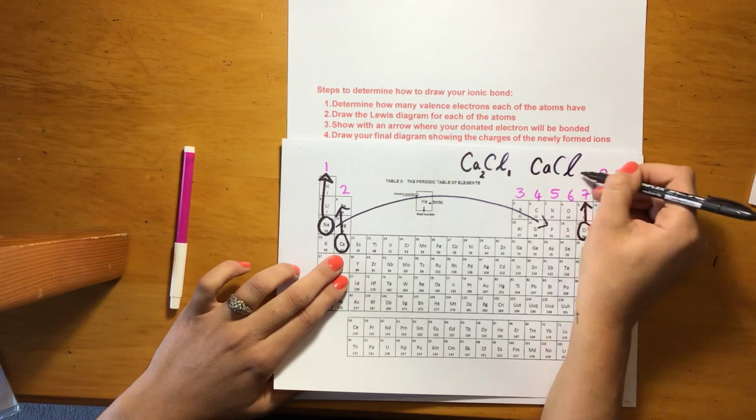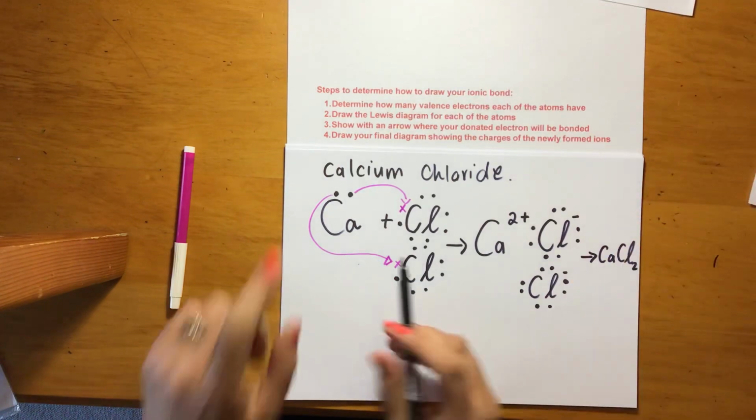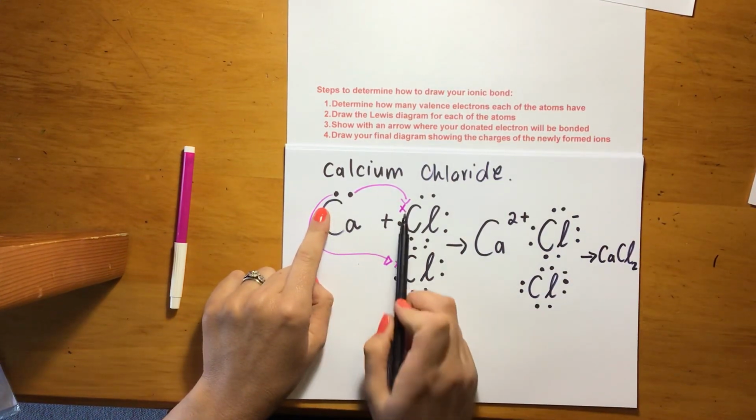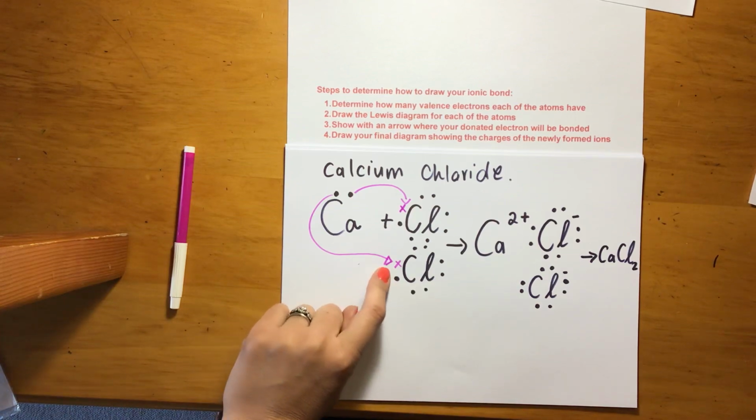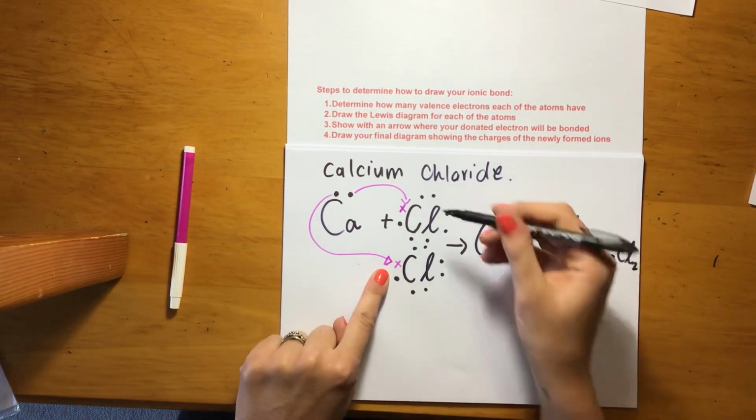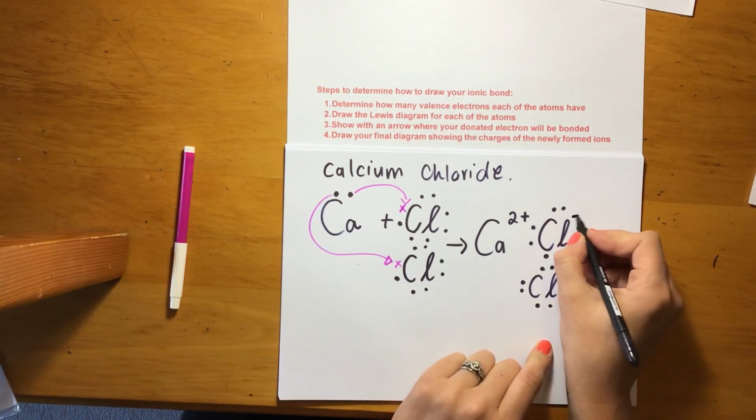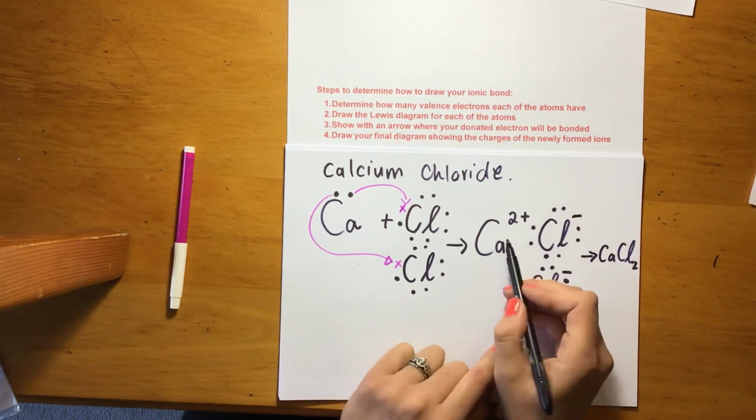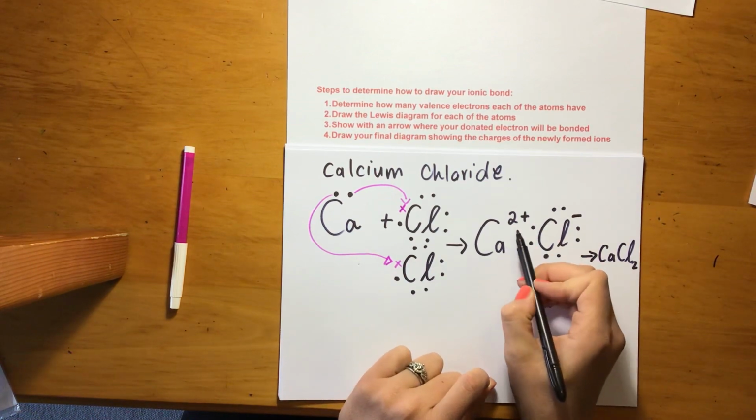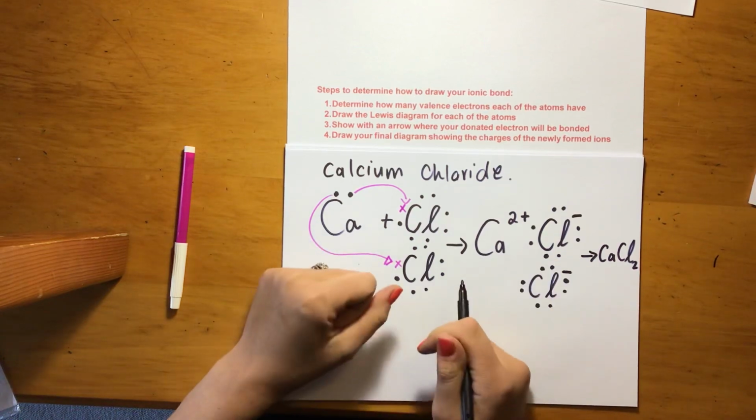So calcium chloride will look like this, and the reason for that is calcium had 2 electrons to give away to chlorine, but in order to do that, it had to have 2 chlorines. So then you have your 2 chlorines, both with a negative charge, each with 8 electrons, and your calcium lost 2 electrons, so it now has a positive 2 charge. And those are your ionic bonds.